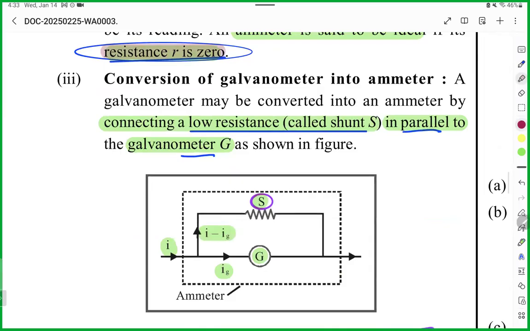By connecting a shunt in parallel. If you take a shunt of low resistance and connect it in parallel, then for example, let's take the galvanometer resistance as 500 ohm and the shunt resistance as 0.2 ohm. Your overall resistance R will be less than 0.2 ohm. It's good, you want minimum resistance. That's why you are using it in parallel.